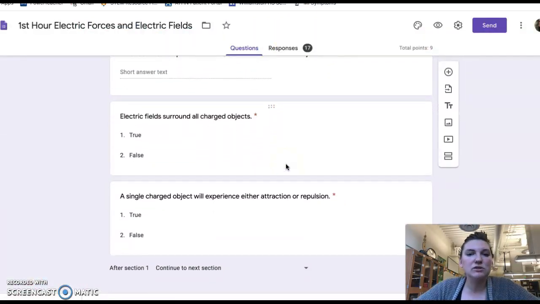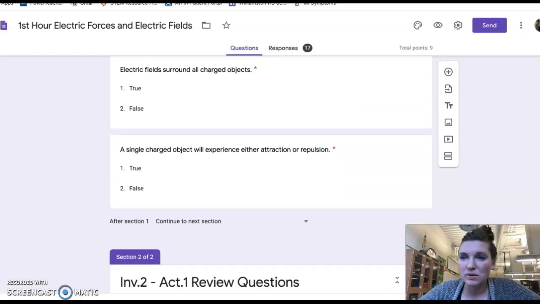So let's come back here. So question, electric fields surround all charged objects. Is that true or false? It is true. Yeah, a charged object has an electric field that either radiates out from it or draws into it. And question, a single charged object will experience either attraction or repulsion. So let me show you how we answer that one.